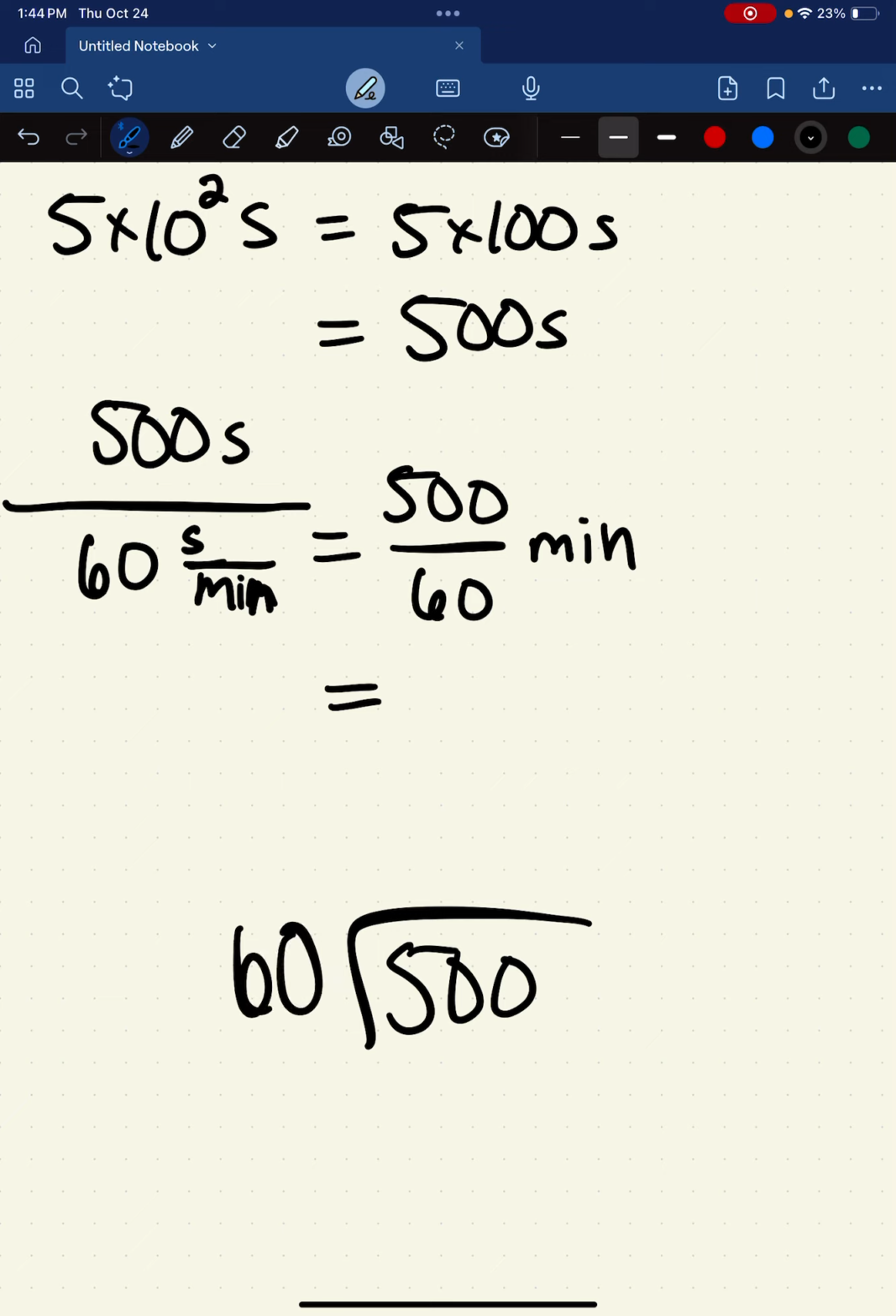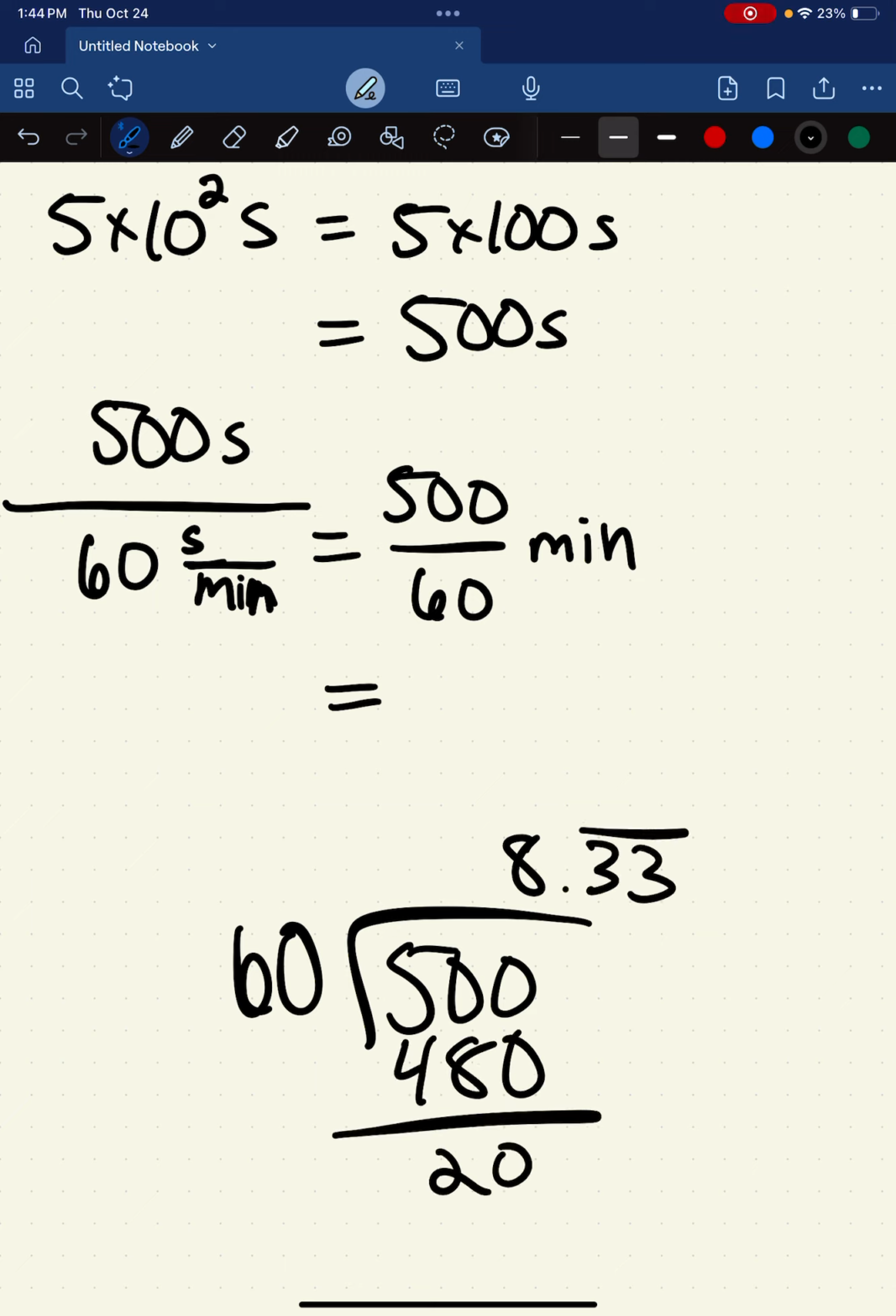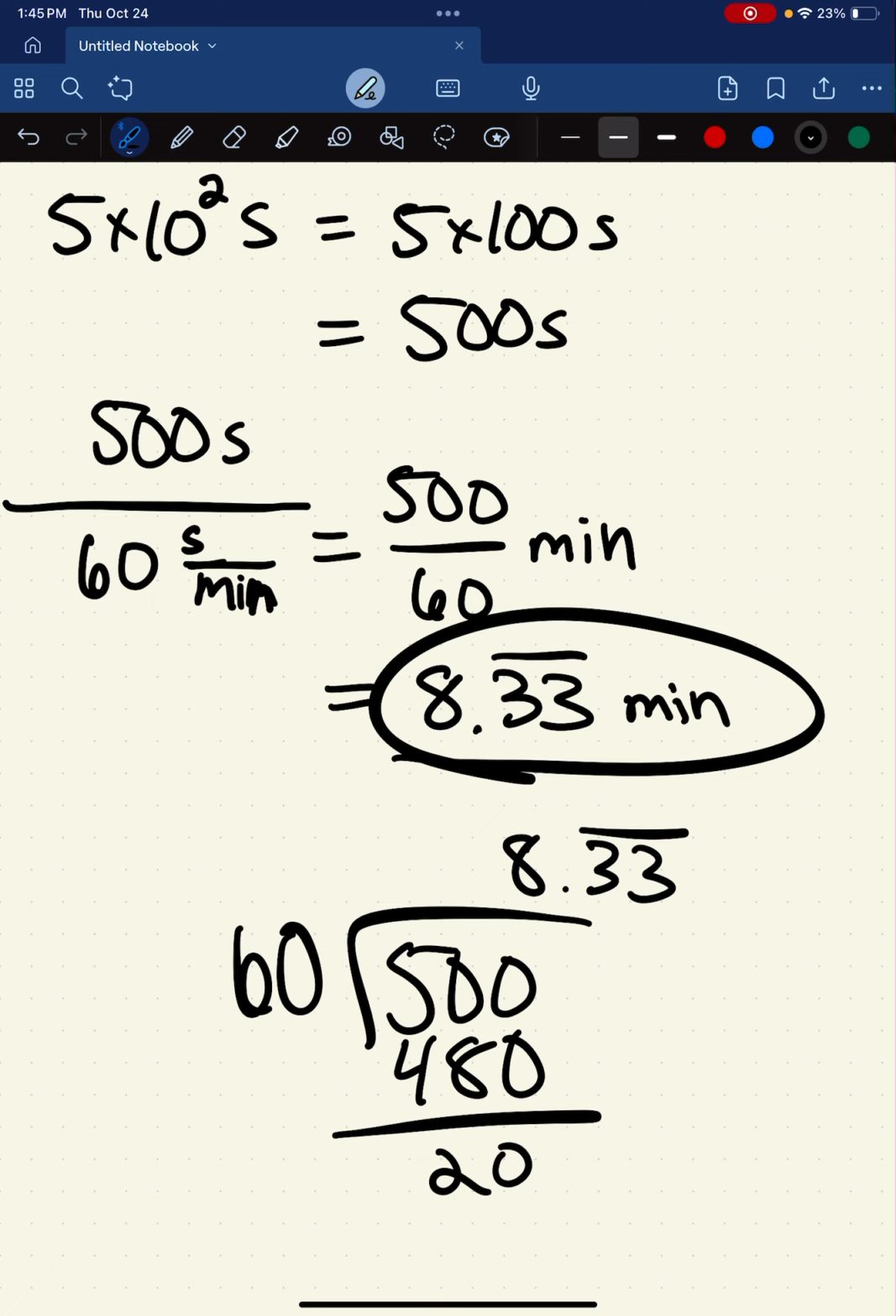Doing some quick division. Let's see, 8 times 6 is 48. We get 20, so that's 1/3. So it takes about 8 1/3 minutes.